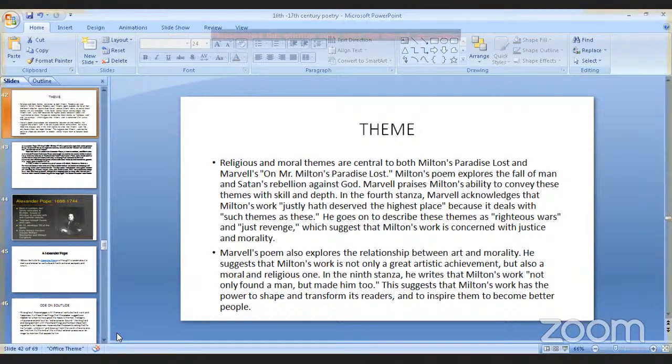So, religious and moral themes are central to both Milton's Paradise Lost and Marvell's On Mr. Milton's Paradise Lost.